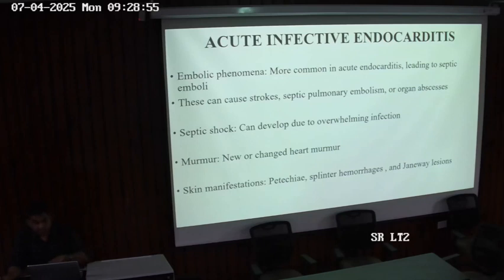Skin manifestations in acute, there may be splinter hemorrhages and petechiae as general lesions, because two mechanisms occur: there is infection, endocarditis, vegetation, and embolization in the pulmonary and peripheral circulation. So there are splinter hemorrhages in the nails, petechiae over the skin, and Janeway lesions over the pulp of the fingers. So these are some characteristics of infective endocarditis.